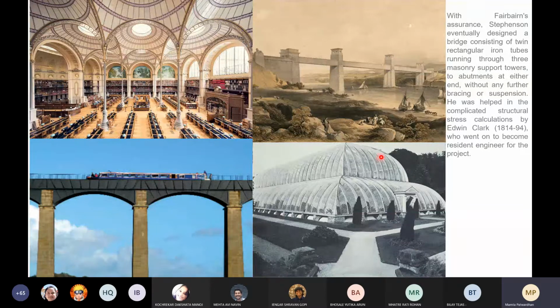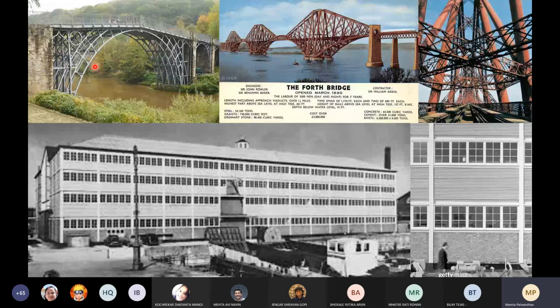Okay, so I'll continue. Of course, when we're talking about large span structures, we are most definitely talking about bridges, right? So again, you're going to have to start writing down these examples. Bridges were the best examples to cite when we're talking about the use of cast iron and wrought iron.